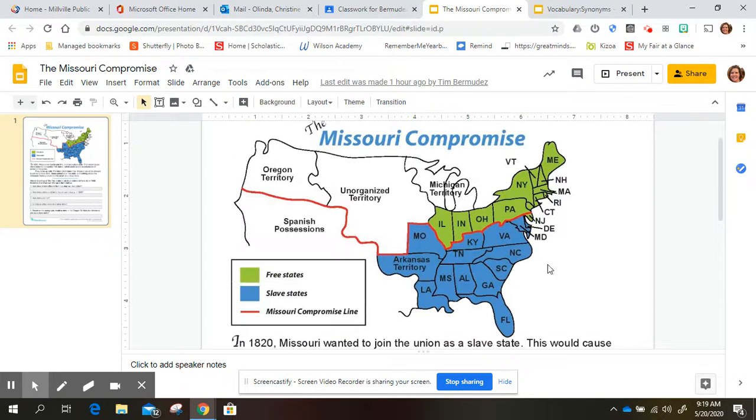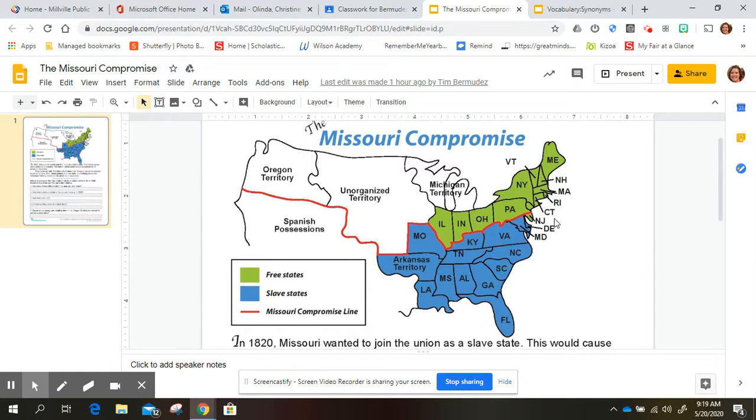So when you're looking at a map, first we look at the map title, the Missouri Compromise, and then this is the map key, and it tells me what things on the map mean. So anything in green was a free state. That means they didn't have slaves in any of these green states. The blue states are slave states, so you can have slaves in the blue states. The red line is the Missouri Compromise line.